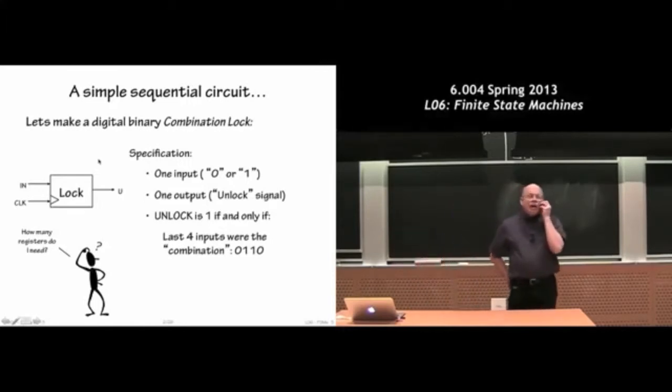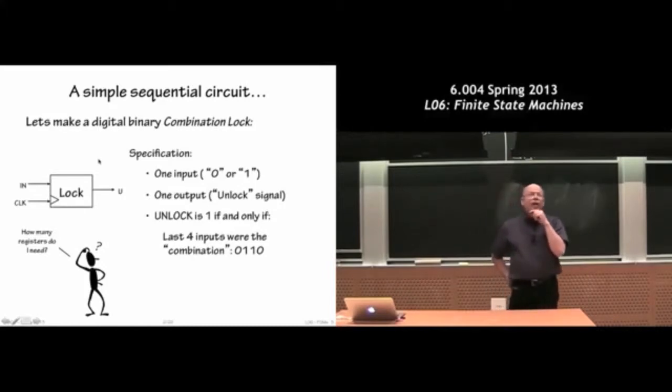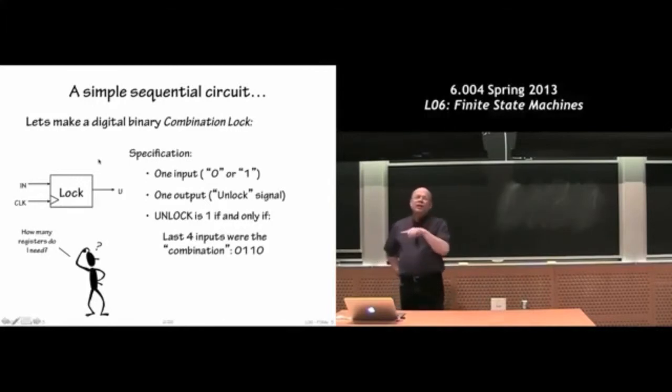And we would like our circuit to open, to assert the unlock signal, that's the output. So we want U to be 1 if the last 4 values of in that I've clocked into the circuit are 0, 1, 1, 0.